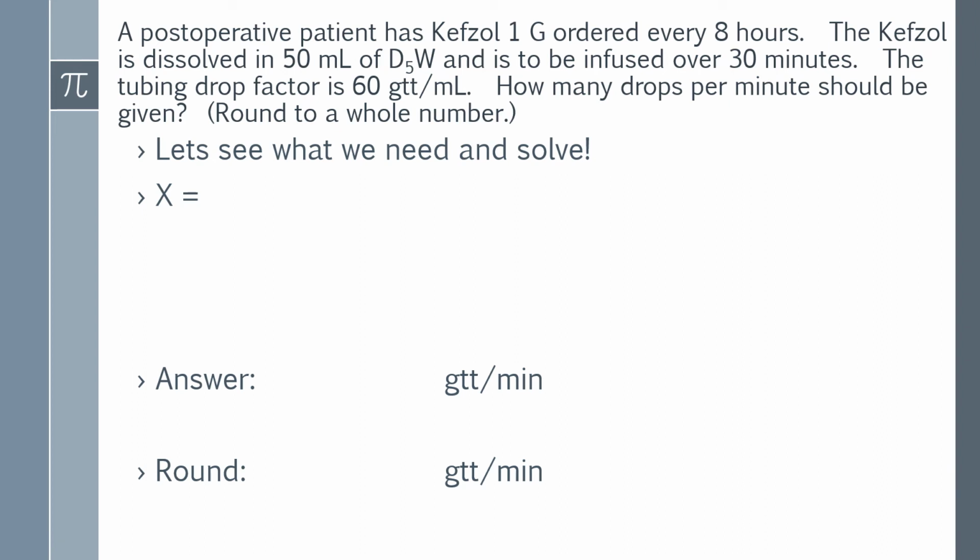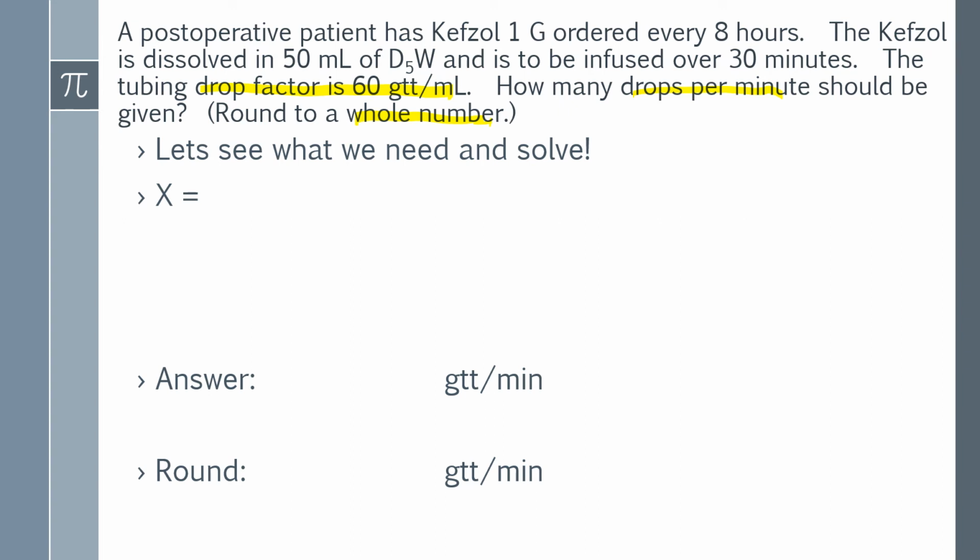Okay, so you look at this problem and it's like, oh my gosh, there's a whole lot of writing here. Let's just chunk it out. Let's answer our first question. What do we need to solve? We need to do drops per minute. So drops per minute is important. We need to round to a whole number. We always said we need our drop factor. I need volume and I need time.